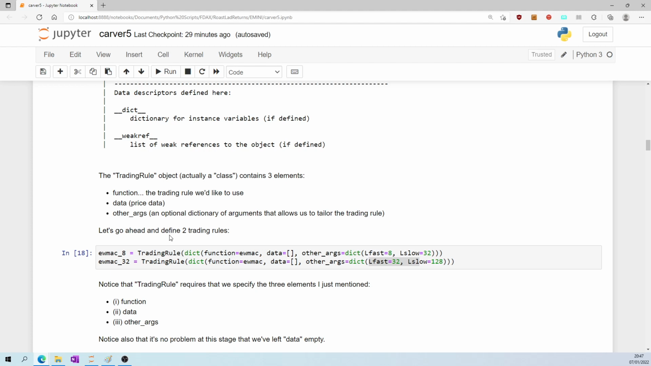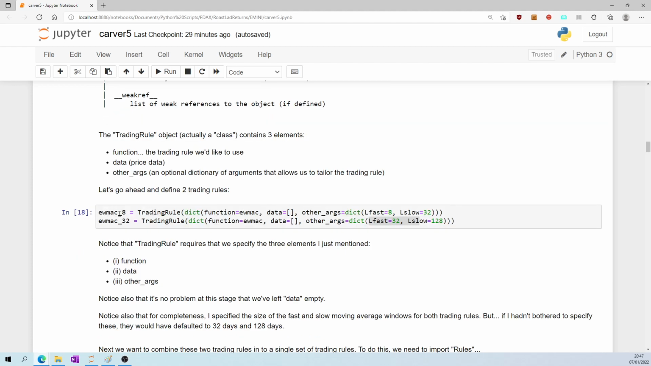So let's go ahead and define 2 trading rules. EWMAC 8 is equal to trading rule, and then we pass a dictionary in which we specify the 3 elements I just mentioned. Function, EWMAC in our case. Data, which is an empty list in this case, and other args. And for the first trading rule, the fast moving average has a look back window of 8 days and a slow window of 32 days, and the other trading rule has the 32 days and 128 days.